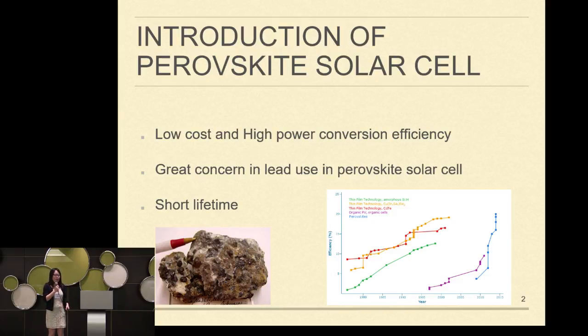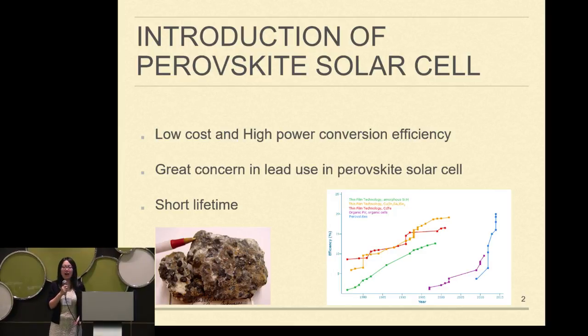Okay, and why is this material so popular these days? The perovskite material is applied in the solar cell, and it has a relatively low cost compared with silicon solar cell, and also it has high conversion efficiency. If you look at the right-hand picture, you can see from 2009 to 2015, the conversion efficiency increases dramatically from about 1% to 20%.